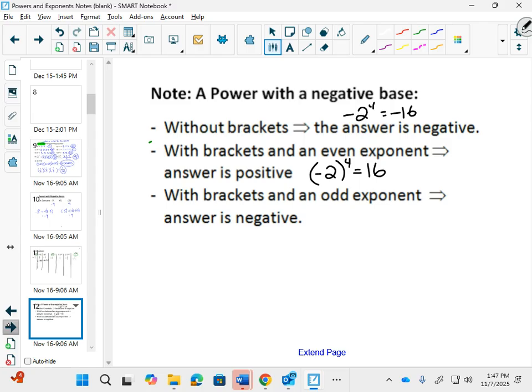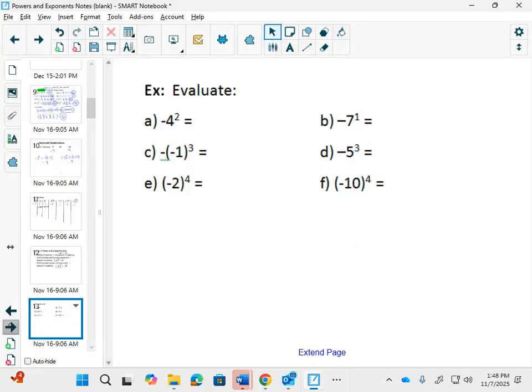And if you have brackets and a negative and an odd exponent, sorry, it will be negative because you would have 3 negatives: negative 2 times negative 2 times negative 2, and that would equal negative 8. So I would like you to try the next 6 on your own. You can use a calculator if the multiplication is too big for you. And I'll put the answers up in a bit.